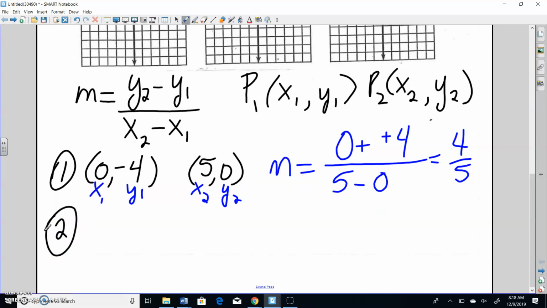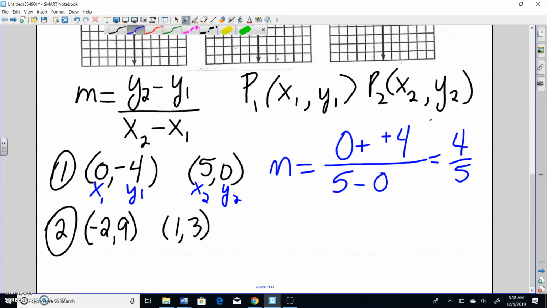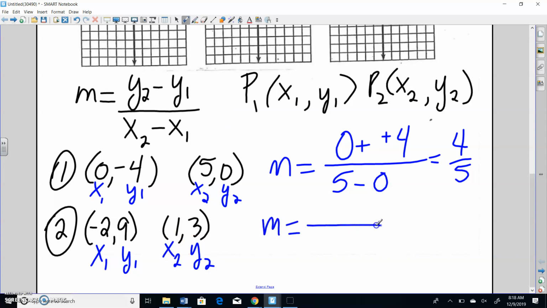Okay, let's take a look at the second one. And the points from the second one are -2, 9 and 1, 3. Okay, I use the first point that I list as my point 1. So that's where my x1 and my y1 come from. The second point is the point 2, and that's where x2 and y2 come from. And so now I'm ready to use the equation to find the slope.